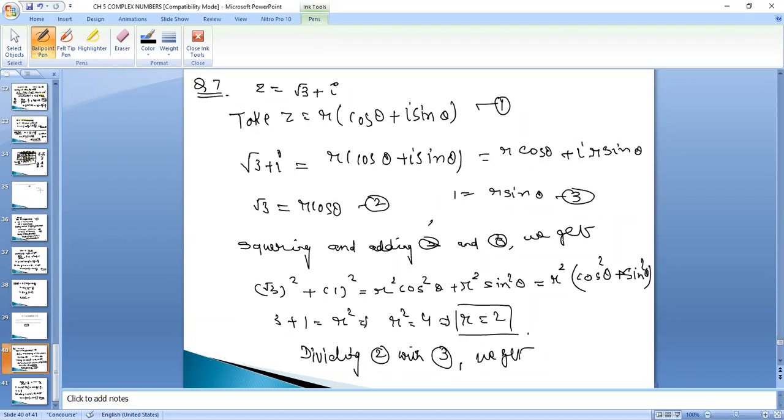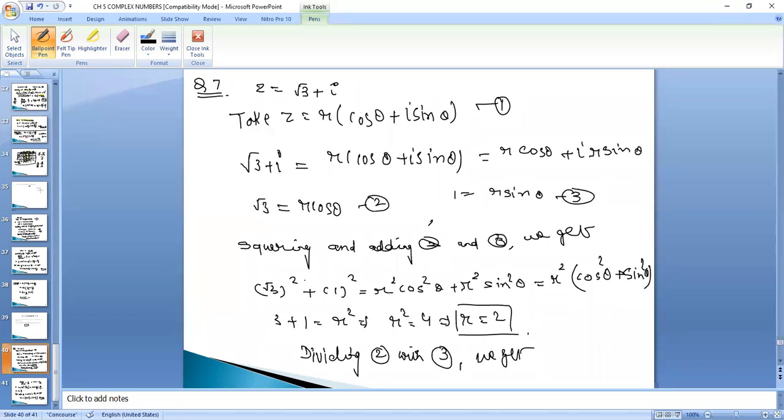So squaring and adding 2 and 3, we will be getting root 3 square plus 1 square, r square cos square theta plus r square sin square theta is equal to r square common, cos square theta plus sin square theta. So root 3 square means 3, 1 square means 1, and it is equal to r square, which implies r square is equal to 4. So r will be 2. We are rejecting the negative value because for the radius we are taking positive values only, right?